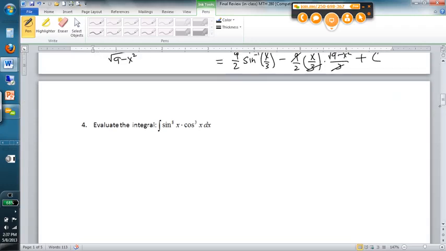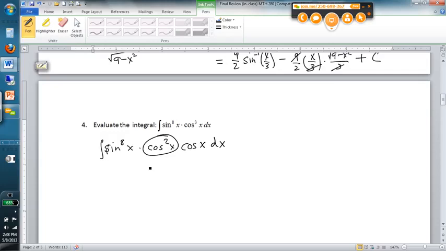Keep a cosine out. So I'm going to rewrite this as sine, leave it sine to the 8th x. But then I'm going to break cosine up into cosine squared and cosine x dx. And then change over the cosine squared to sine squared, which cosine squared is 1 minus sine squared.